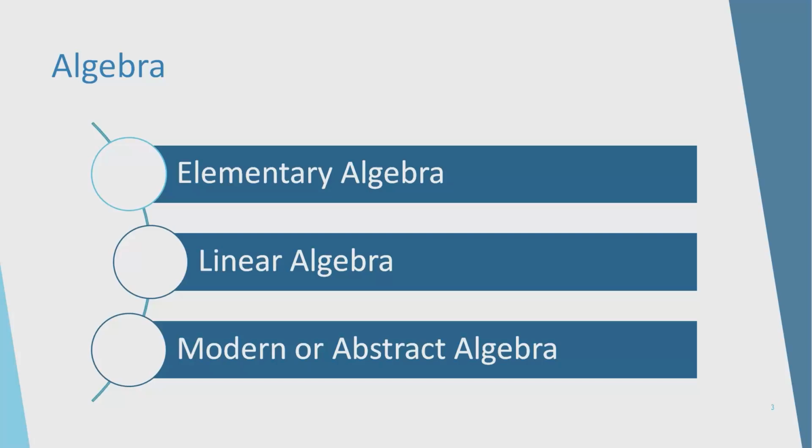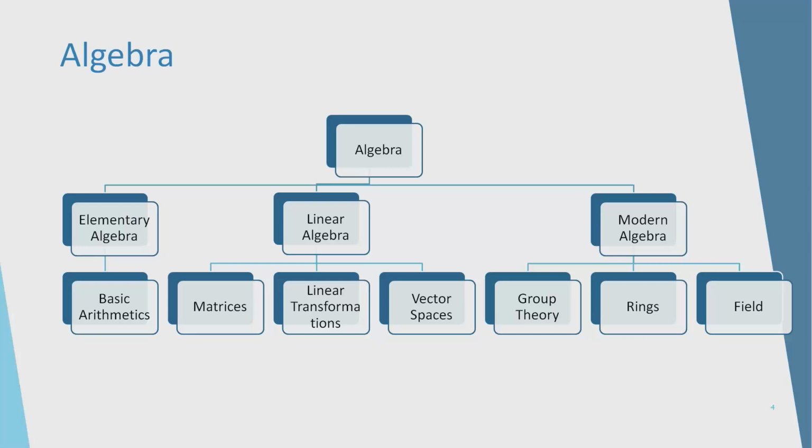Algebra can be classified into three components. One is elementary algebra, linear algebra, modern or abstract algebra. Elementary algebra is basic arithmetic, what we studied in our lower classes, like addition, subtraction, division, multiplication. They come under elementary algebra. Then another one is linear algebra. The three components in linear algebra are matrices, linear transformations, vector spaces. And the most important topic in algebra is modern algebra or abstract algebra. Here also we can classify modern algebra into three components. One is group theory, rings and fields.